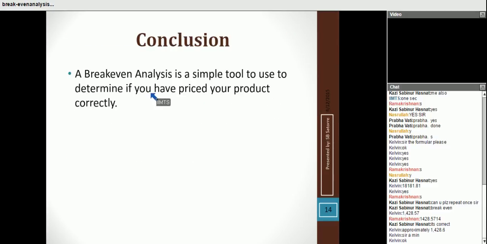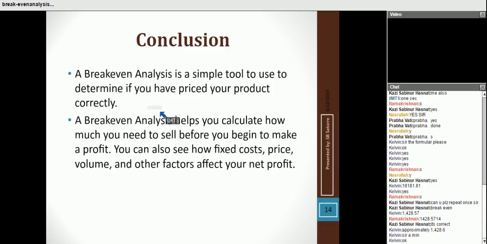Final conclusion. A break-even analysis is a simple tool to use to determine if you have priced your product correctly. A break-even analysis helps you to calculate how much you need to sell before you begin to make a profit. So it gives us an idea in the beginning only how much we need to sell for making a profit. You can also see how fixed cost, price, volume and other factors affect your net profit.